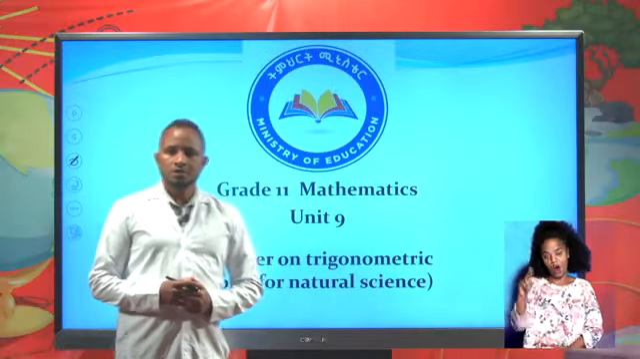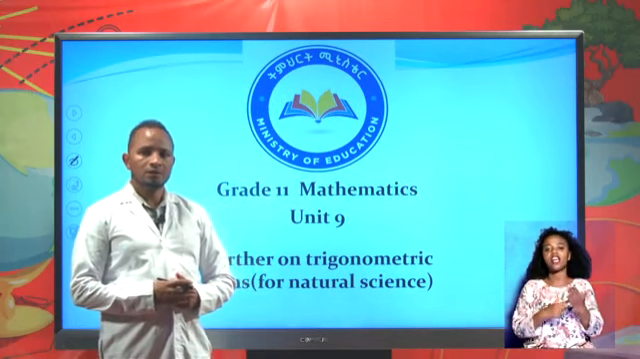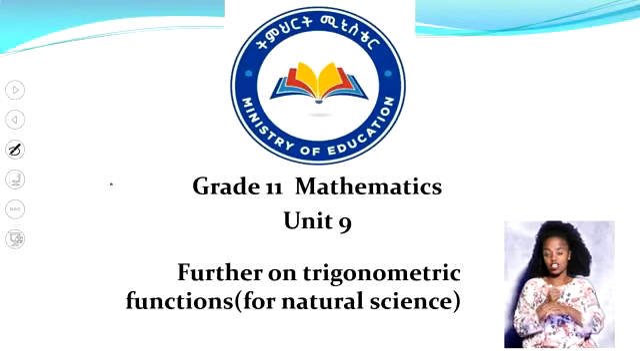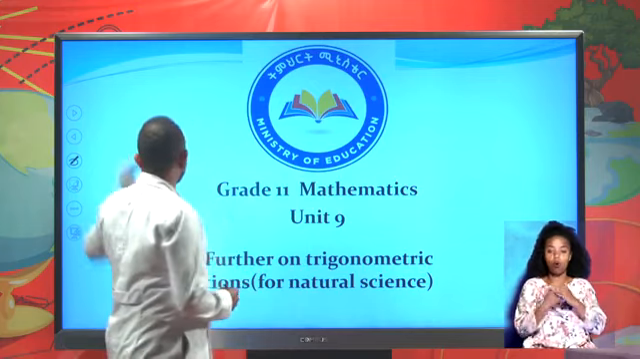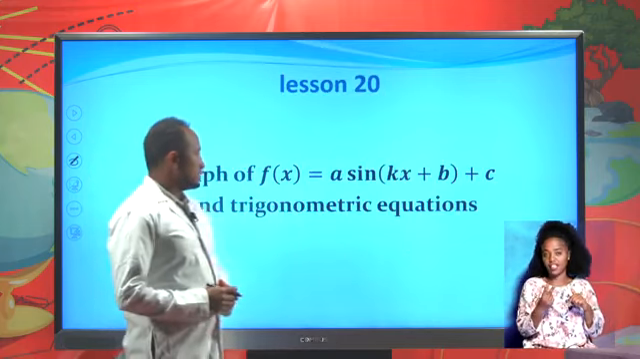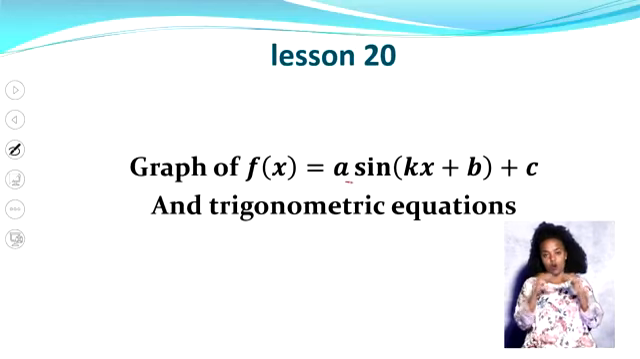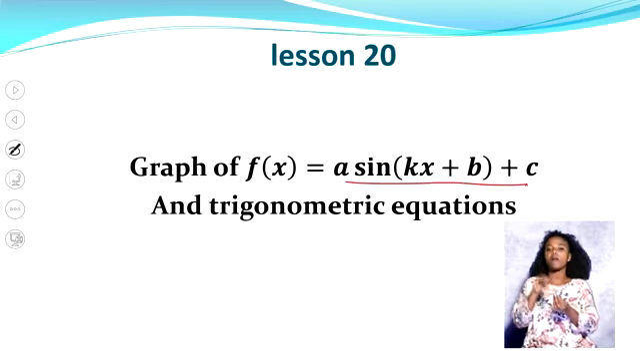Hello dear students, this is grade 11 mathematics lesson on unit 9, further on trigonometric functions. This chapter is designed for natural science students only. So today we are going to see the graph of f of x equals a sine kx plus p plus some constant c, and we try to solve some trigonometric equations.